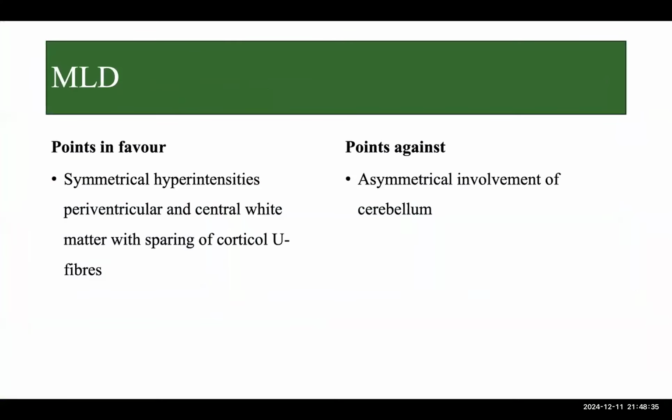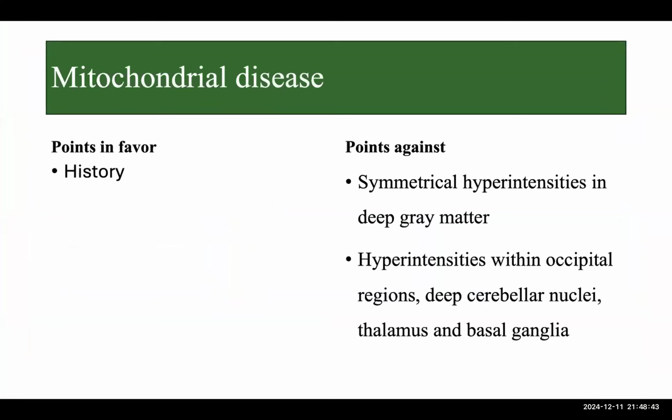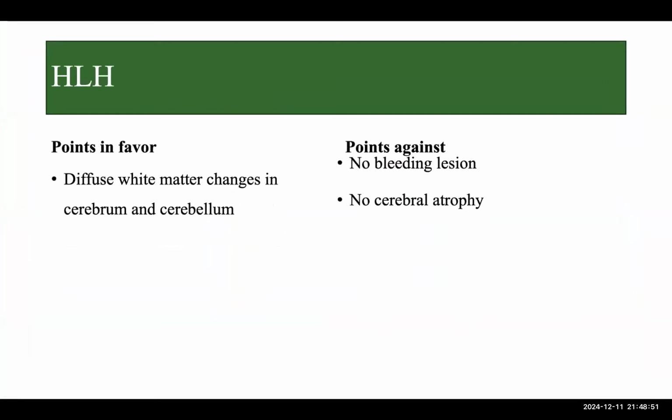For MLD, the points in favor were that there were symmetrical hyperintensities in the periventricular and central white matter, but against, there was asymmetrical involvement of the cerebellum. For mitochondrial, the history was still suggestive, but points against were that there was no deep gray matter hyperintensity involvement. And for HLH, the point in favor was that there were diffuse white matter changes in the cerebrum and cerebellum, but there was no cerebral atrophy or bleeding lesion.